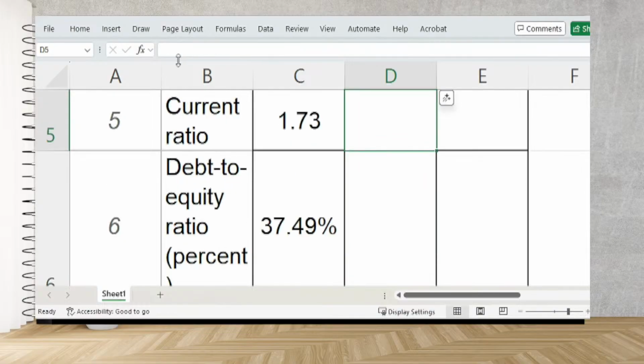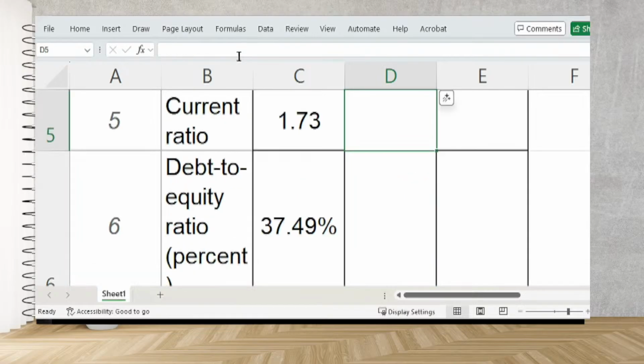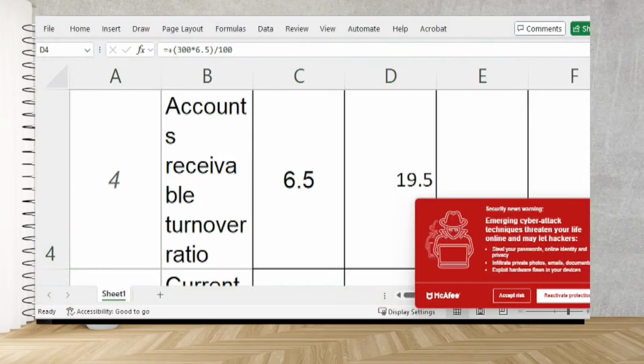But what happened? Now the debtors get reduced. So this debtor is reduced by 200,000, so now it is 100. Sales is as it is, but the denominator goes down. So it is an increase, as compared to 6.5. Now it is 19.5. So it is an increase.